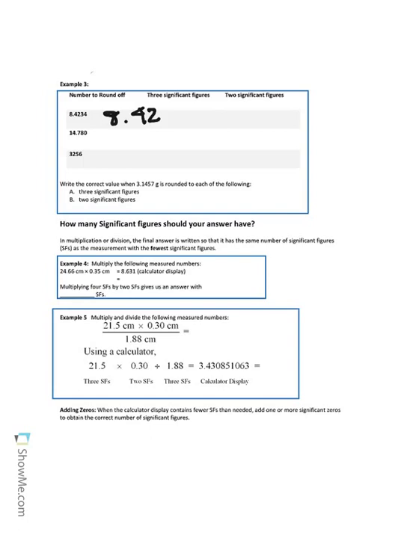Let's round that number to two significant figures. Hold on. Doesn't seem to want to recognize my pen. There we go. All right, let's try that again. 8.4234. Okay. Now we want to round it to two significant figures, right? So we're going to cut off between the 4 and the 2. Is 2 smaller than 5? I believe it is. So our final answer is 8.4. Okay, let's try another one. 14.780.